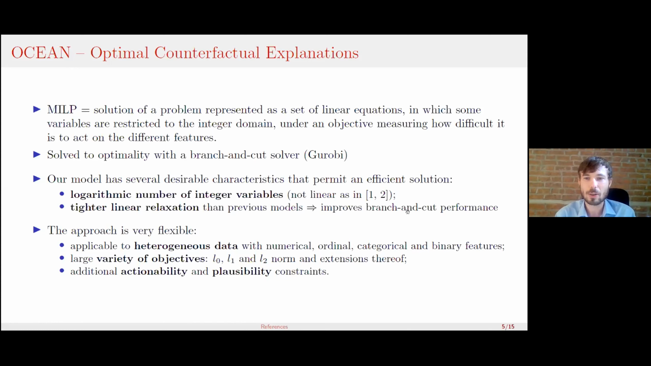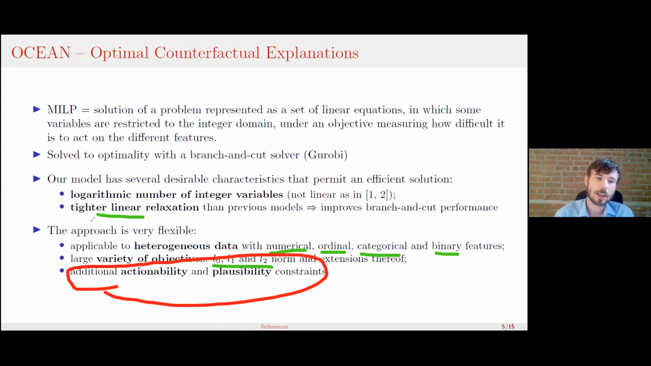Our model has a number of good characteristics. The first thing is that it has much fewer integer variables than previous models that have been designed in previous works, and it has a better linear relaxation. We designed this model to apply to different data sets that have, for example, numerical, ordinal, categorical, and binary features. And this works with a lot of objectives, L0, L1, L2, extensions of this objective like Mahalanobis distance and so on. And more importantly, it can be very well extended to integrate actionability and plausibility constraints.